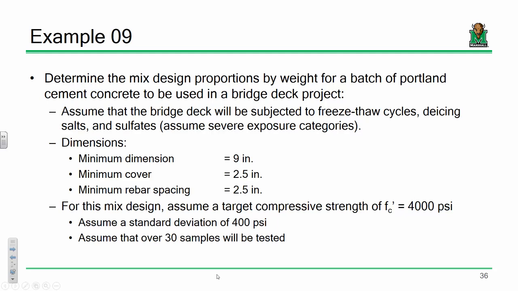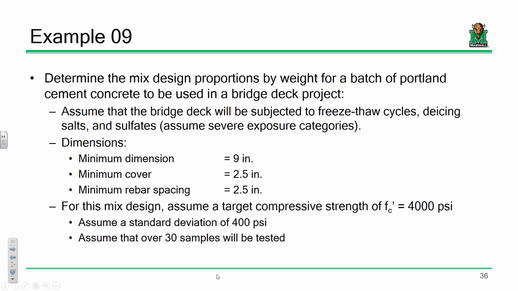Our minimum dimensions, we're going to need this for checking our aggregate that we're using. The minimum dimension is 9 inches, so it's at a minimum 9 inches thick. Our cover and bar spacing are 2.5 inches, so we'll use that to check whether the aggregate that we're using is appropriate. We're going to try and achieve a target compressive strength of 4,000 PSI. The structural engineer who designed this bridge deck was assuming a compressive strength of 4,000 PSI. Our job as the mix designers is to ensure that we are achieving 4,000 PSI. So our required compressive strength is going to be a little bit larger than that.